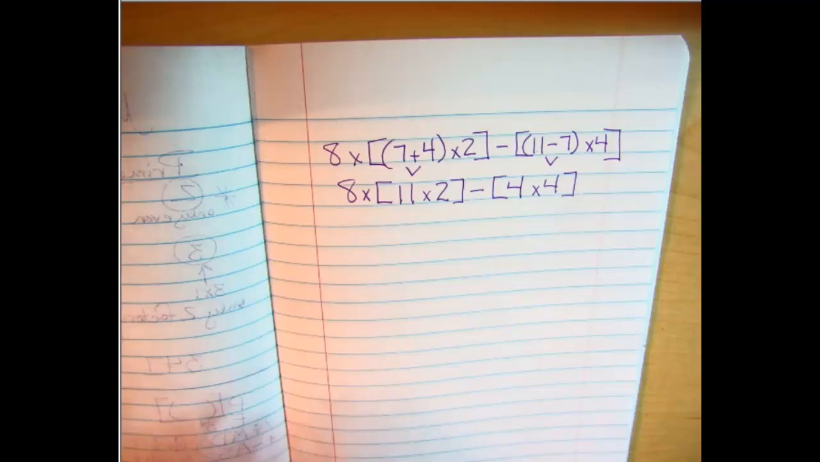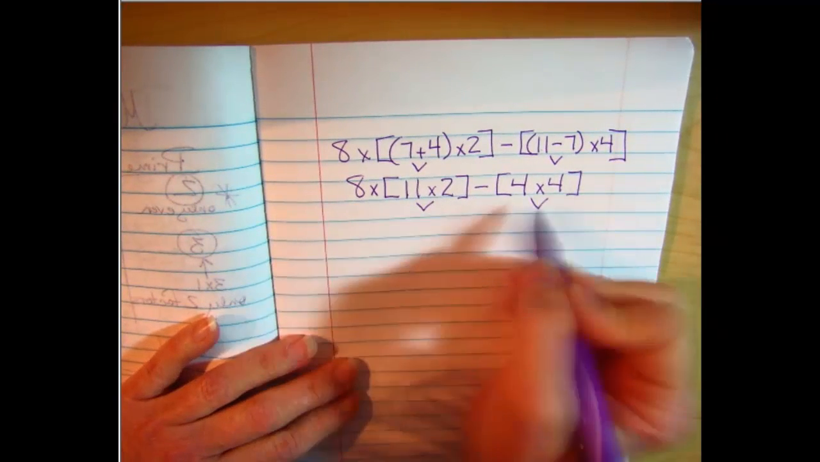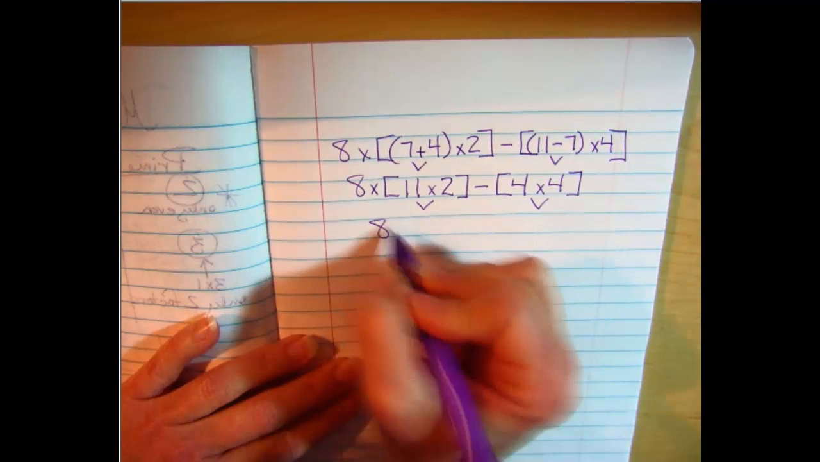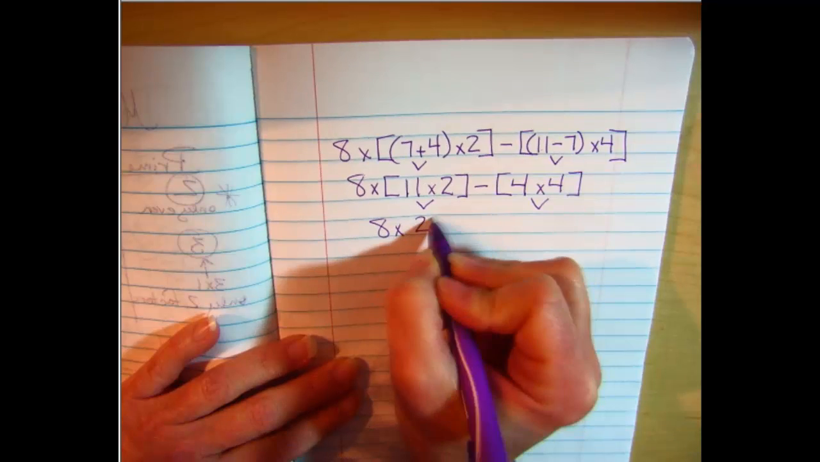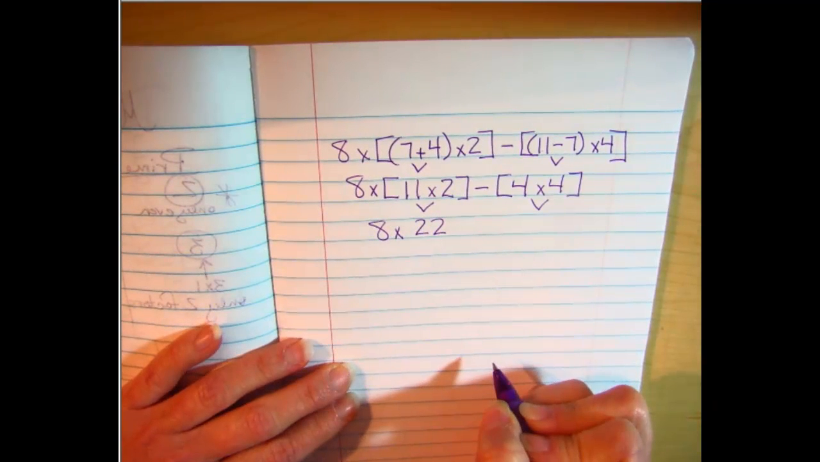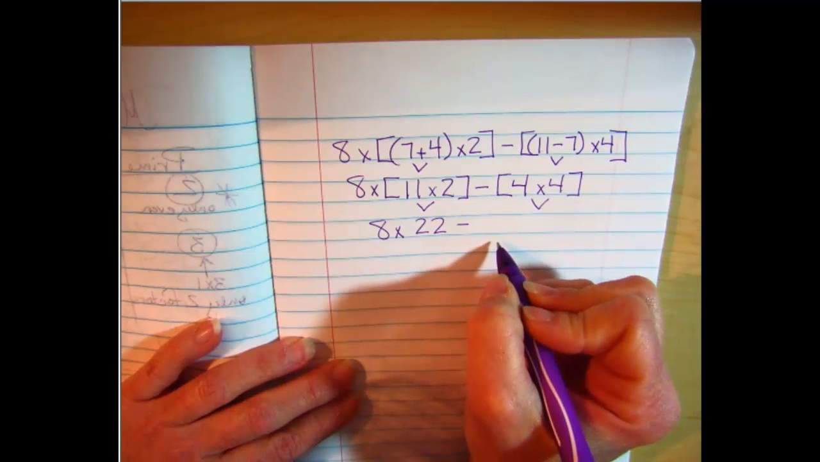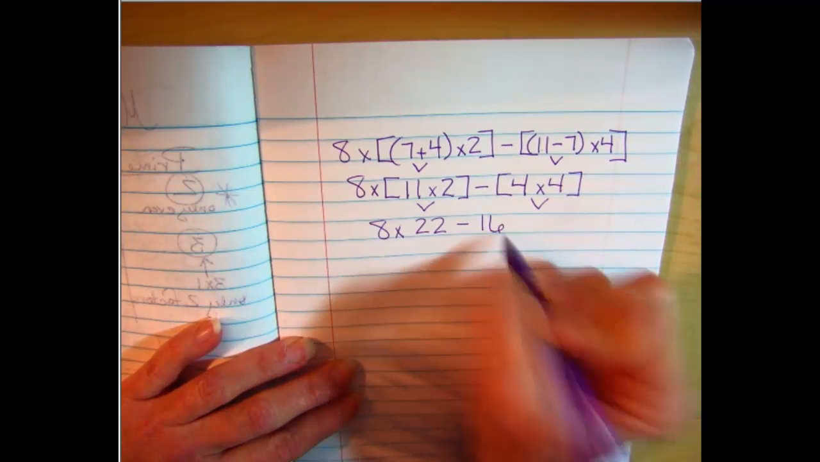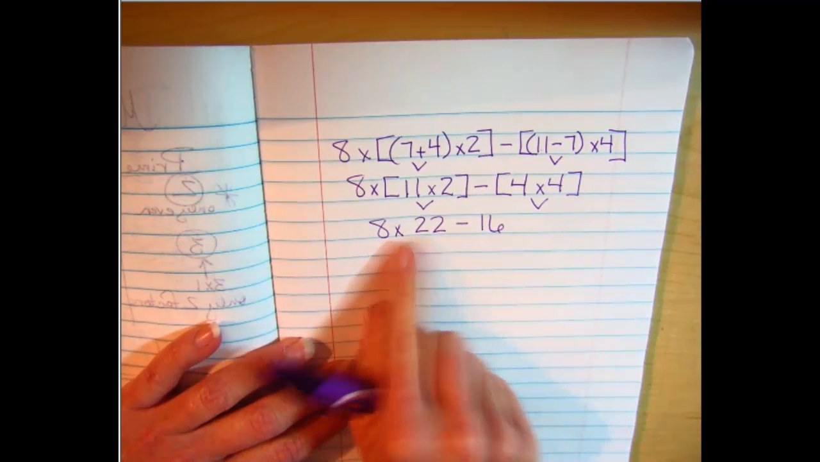Okay? So now within the brackets, I can give these guys both a caret and knock them both out at the same time. 8 times 11 times 2 is 22. I'm letting go of the brackets because I don't need them anymore. Minus 4 times 4 is 16. Good. A lot of people are going to try to do this before they do this.